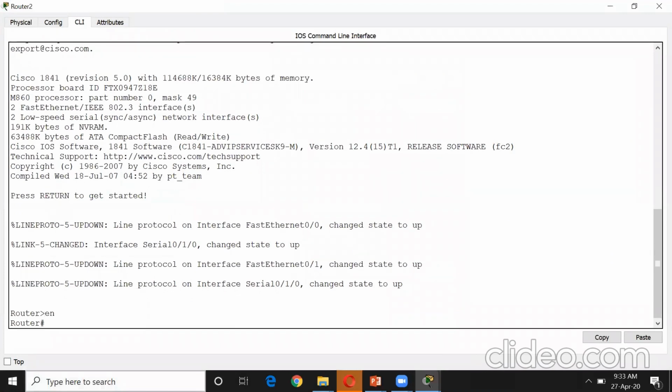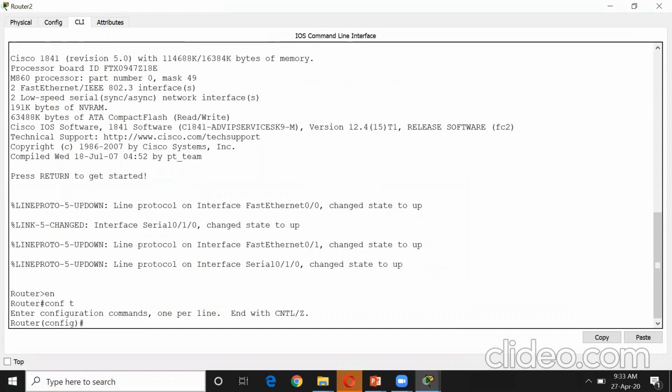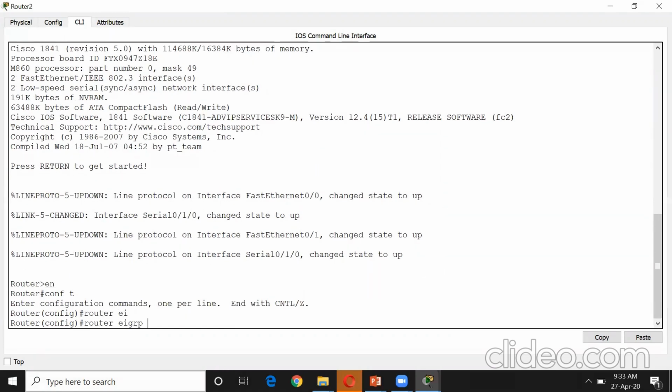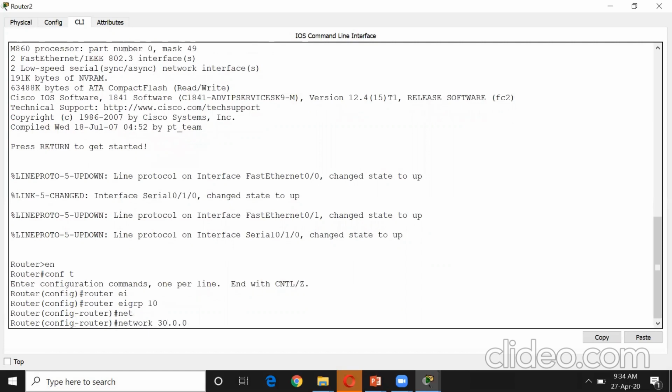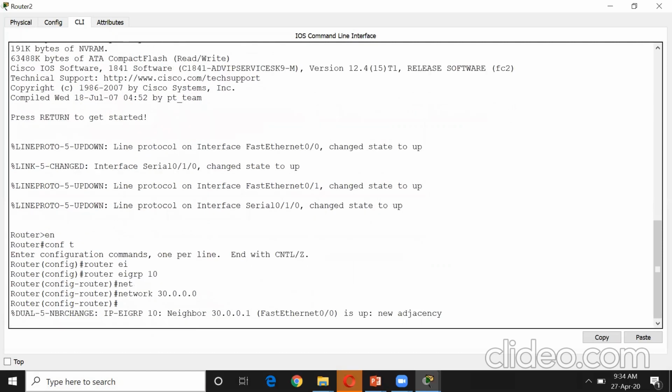Enable. Then go into global configuration mode first, conf t, then router EIGRP 10, the same autonomous system number. Then network 30, so a new adjacency is established here.